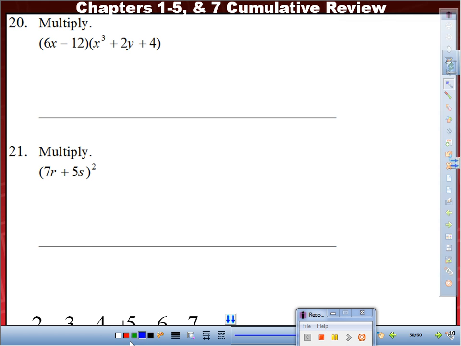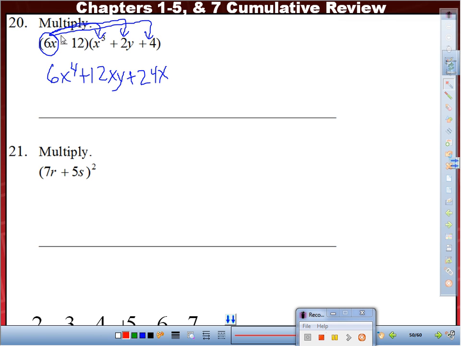Multiply. I'm going to start with the first term, which is 6x, and I multiply that times all 3 terms over here. So I'm going to start with the first one. 6x times x cubed becomes 6x to the 4th. Because x times x cubed, that's x to the 4th. 6x times 2y. What is 6 times 2? 12. What is x times y? xy. 6x times 4 plus 24x. Are we there so far?